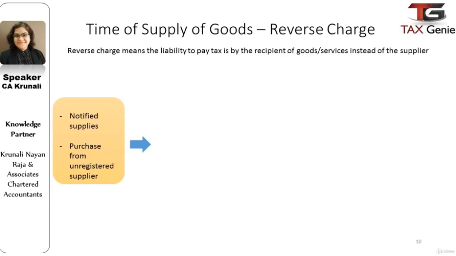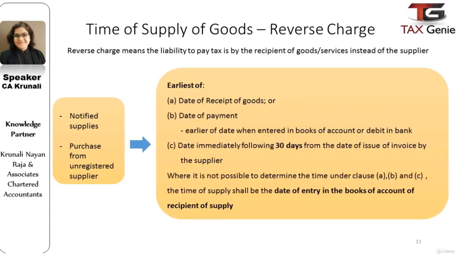As we discussed the time of supply of goods for normal goods in previous slides, we now move on to discuss the time of supply of goods in case of reverse charge. So as you all know, reverse charge means when the liability to pay the tax is shifted from the supplier of goods to the recipient of the goods. This generally happens when purchases are made from an unregistered supplier or in case of notified supplies.